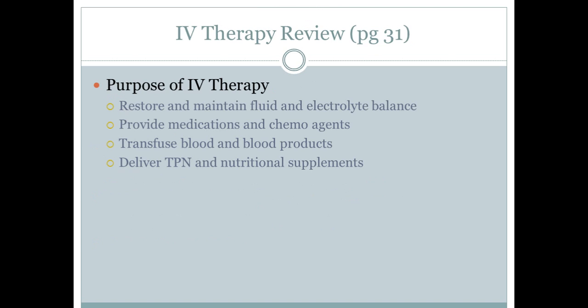So moving on, page 31 is a review from what we have covered in previous units, but it's a good thing to always review the purpose of IV therapy. The main reasons why people have IV therapy ordered are to restore and maintain fluid and electrolyte balance, provide medications and any chemotherapeutic agents they may be on, transfuse blood and blood products, as well as deliver TPN and other nutritional supplements. Remember that total parenteral nutrition and lipids and other supplements are not able to go through the peripheral IV route. So that's just a good review.